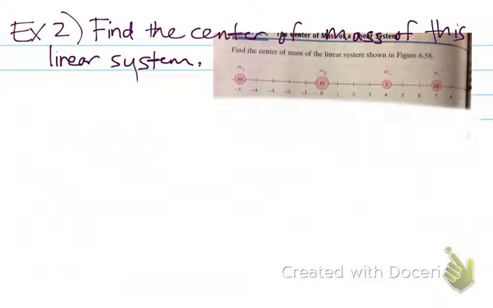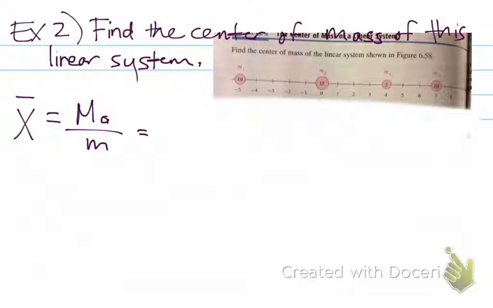Alright, so this is example 2. You can see the little chart from the book on page 456. So it says, find the center of mass of this linear system. So remember that the center of mass is equal to x bar, and x bar is equal to m naught divided by m. So remember that m is the summation of all the masses.